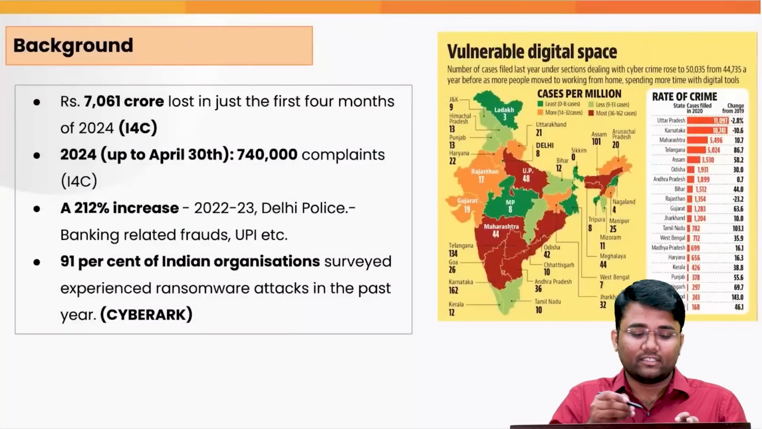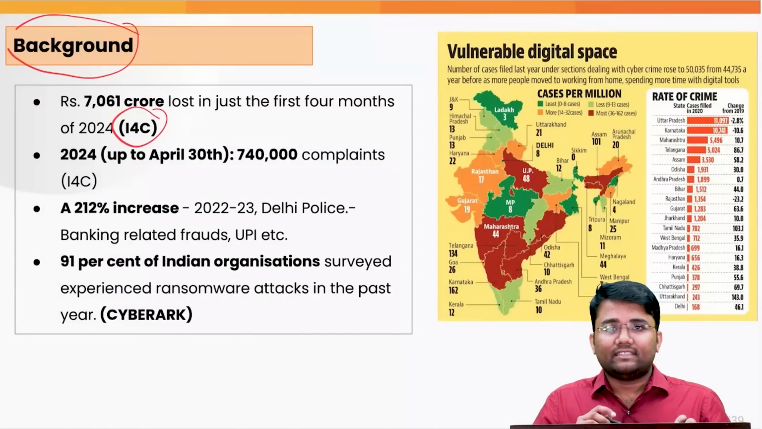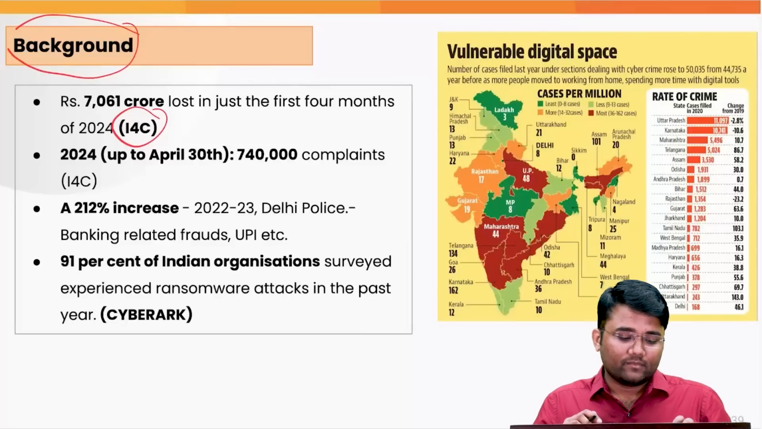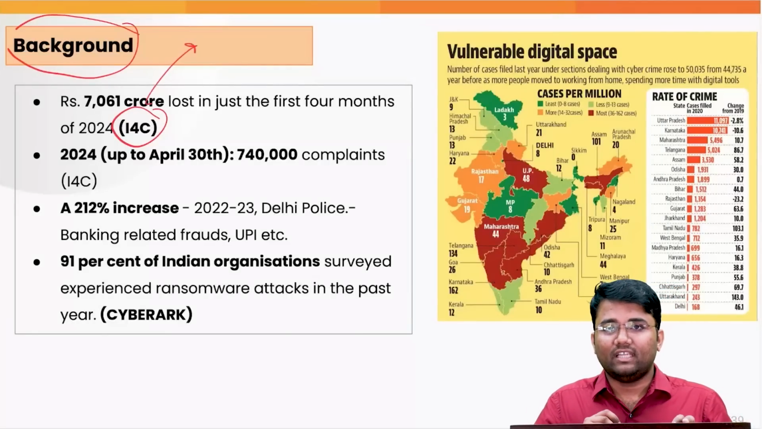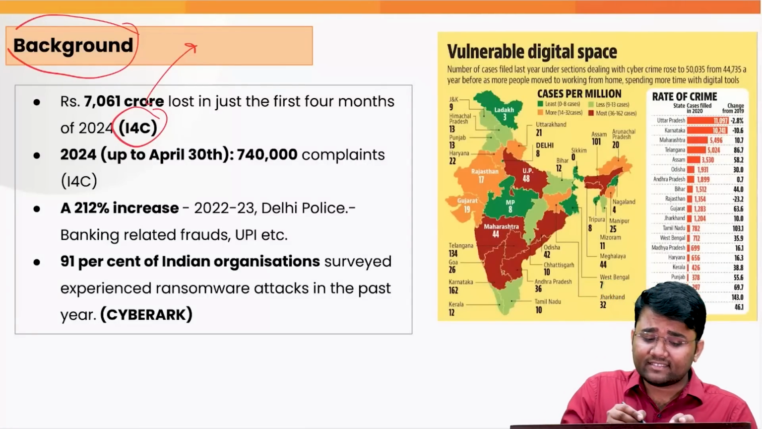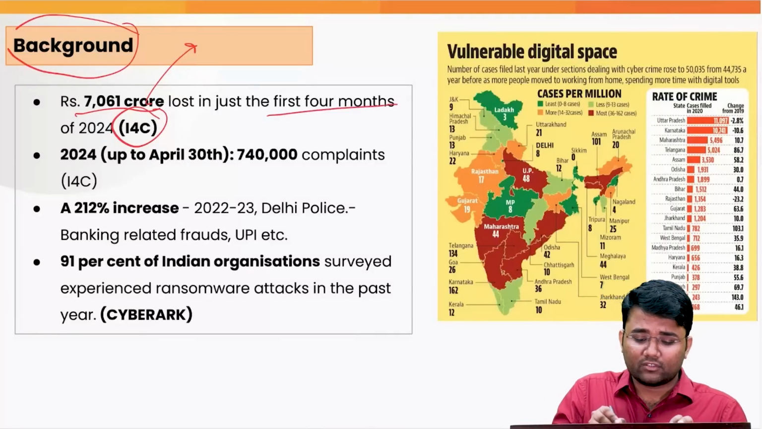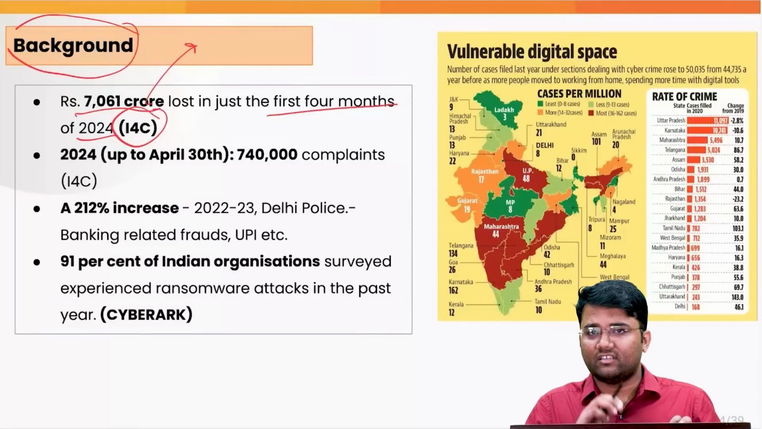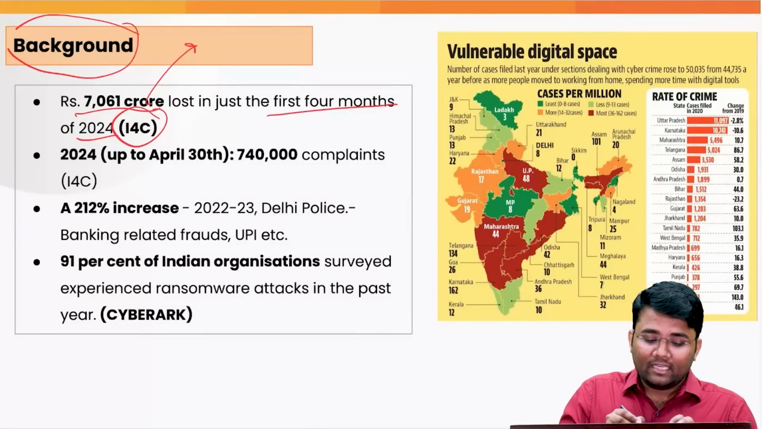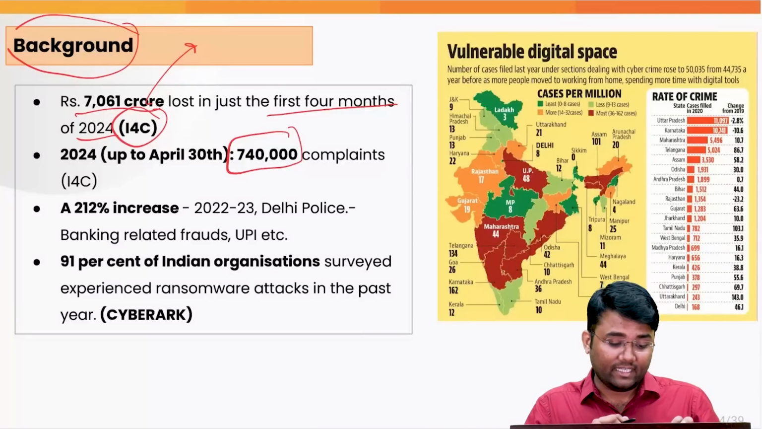Now coming to our discussion of this particular topic: as per I4C, that is the Indian Cyber Crime Coordination Center. Now you tell me in the comment box which particular ministry this I4C comes under. It says that almost 7,061 crore was lost in just the first 4 months of 2024, that is till April 2024, and there have been more than 7,40,000 complaints regarding cyber attacks.